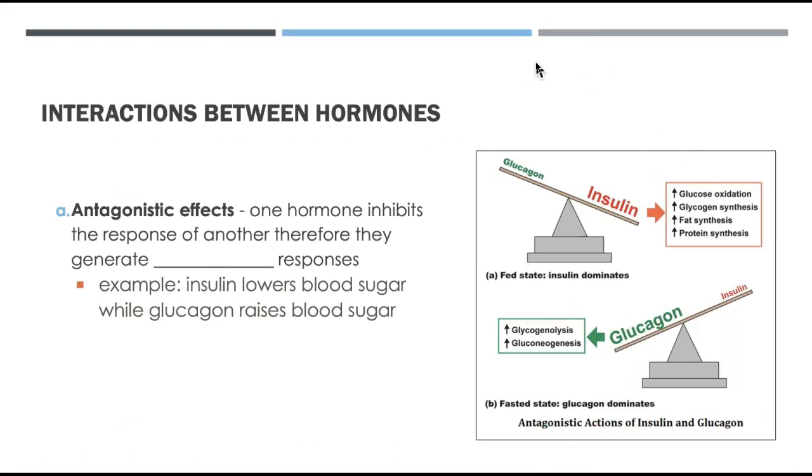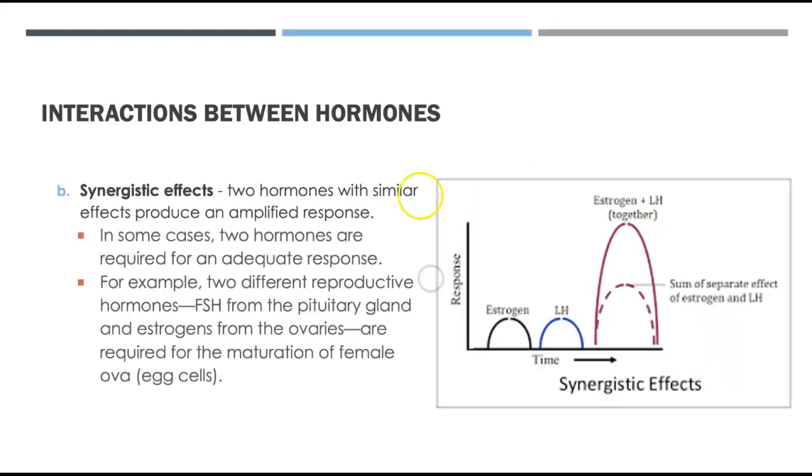All right, what about antagonistic effects? One hormone can help inhibit the response of another, and therefore they're generating opposite responses. A good example of this is insulin and glucagon. We know that insulin is going to lower blood sugar. It takes the glucose from the blood and puts it into cells, while glucagon is going to help raise blood sugar.